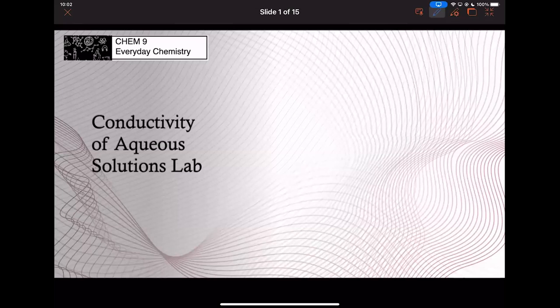All right, so for today's lab, we are talking about conductivity, and this is solutions. So aqueous solutions are when you have a homogeneous mixture, and typically you have an ionic compound or a polar compound that can be dissolved in water, and that is an aqueous solution.